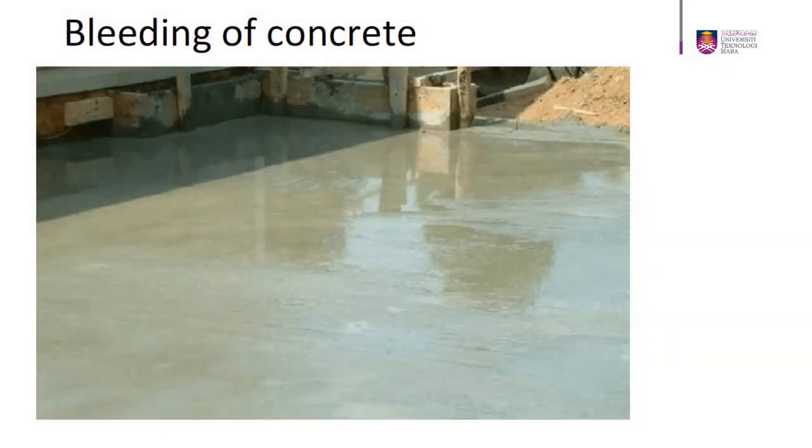Number two is the bleeding of concrete. Bleeding of concrete is the rise of water to the surface of freshly placed concrete. It is expressed as settlement per unit height of concrete and causes plastic shrinkage cracking. During compacting and until the cement paste hardens, there is a natural tendency for the solid particles to move downward and displace water.